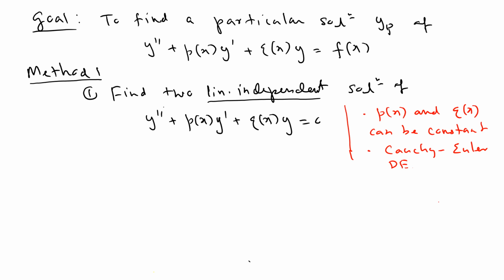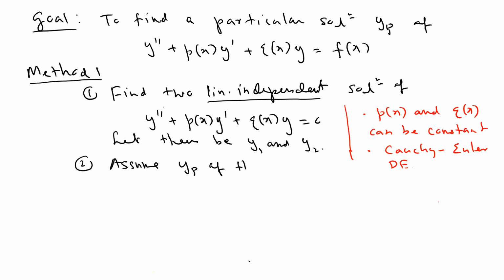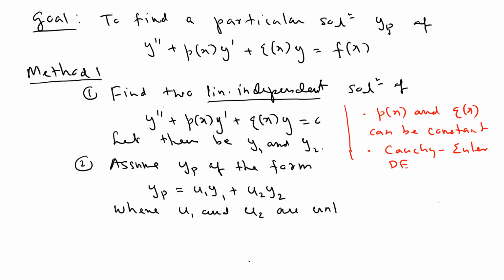And then after you find the two solutions, let's call them y1 and y2. So the second step, we can assume the solution of the form yp equals u1 y1 plus u2 y2. So the goal is to find these u1 and u2, where u1 and u2 are unknown functions. Those are the two functions that we're going to find.